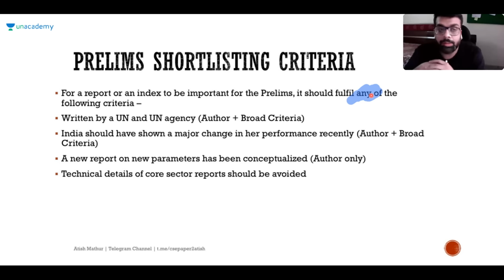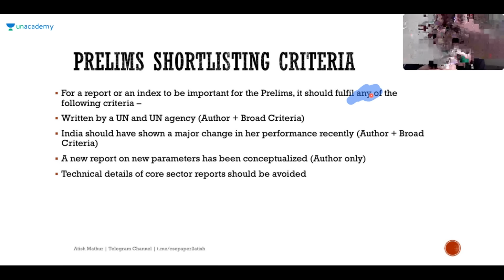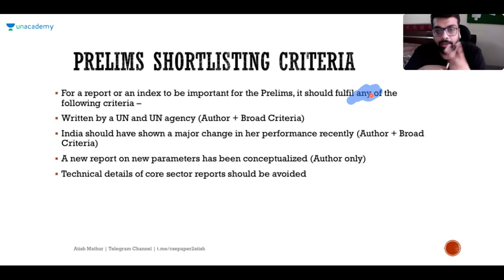One, should be written by the UN or a UN related agency. Two, India should have shown a major change in her performance. And three, if a new report or new parameters have been conceptualized. In the first two cases, the author and the broad criteria, whereas in the third case, only and only the author needs to be known under all circumstances.